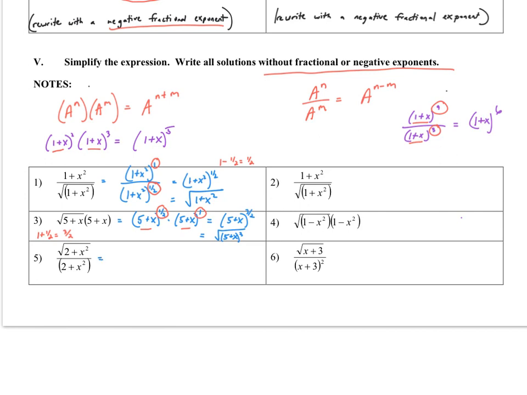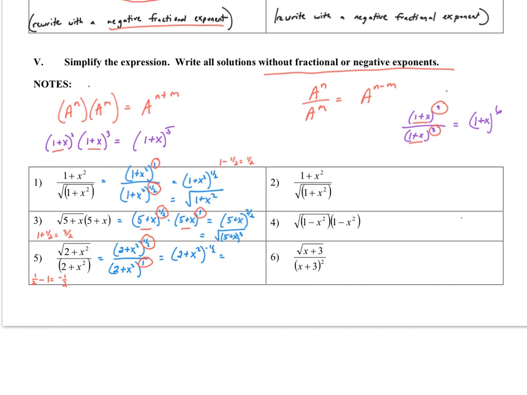In number 5, we have 2 plus x squared to the 1/2 divided by 2 plus x squared to the 1st. Same base, but we have to subtract exponents. 1/2 minus 1 equals negative 1/2. So our final answer is same base, 2 plus x squared to the negative 1/2 power.